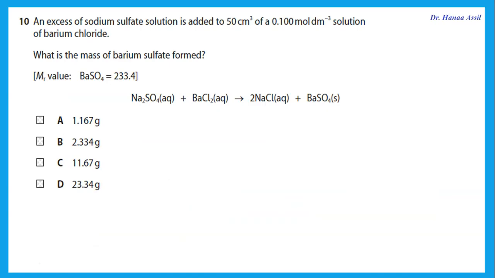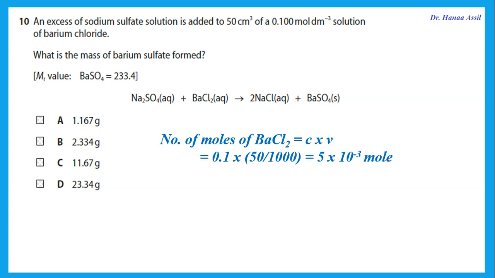Okay, an excess of sodium sulfate solution is added to 50 cm³ of 0.1 mol/dm³ solution of barium chloride. So we're given information about barium chloride. What is the mass of barium sulfate formed? Of course, to determine something about barium sulfate, first I need to get the number of moles of barium chloride.